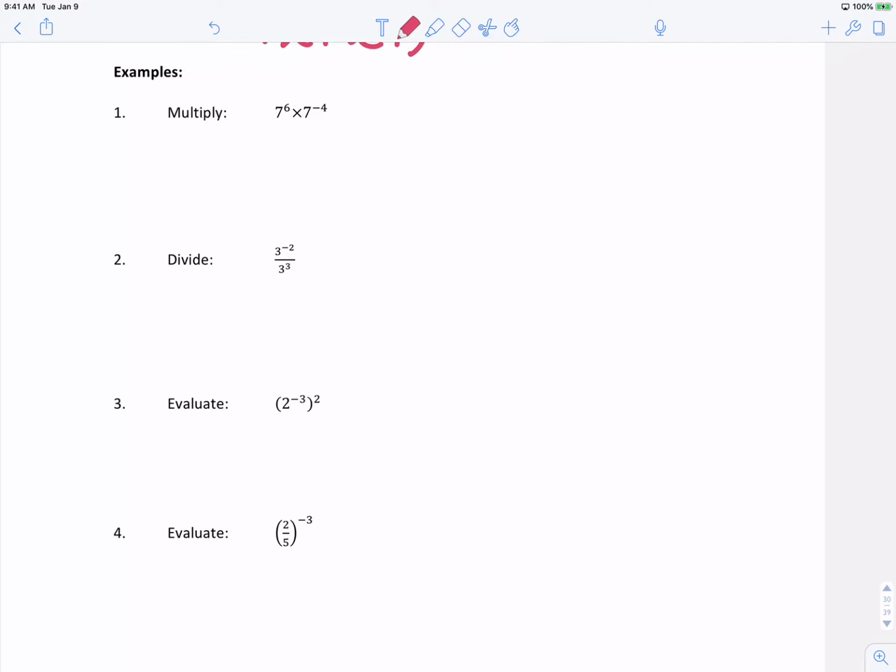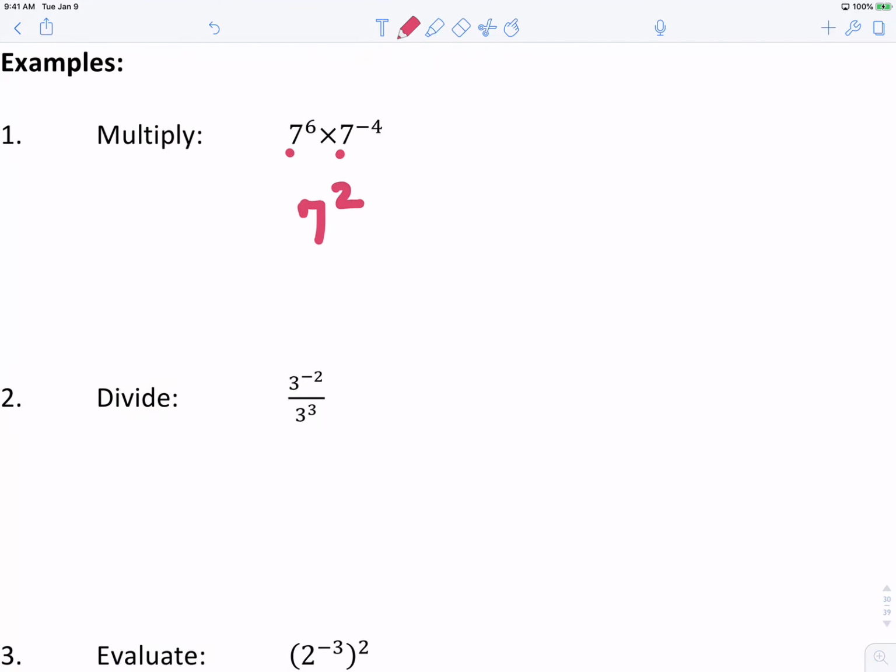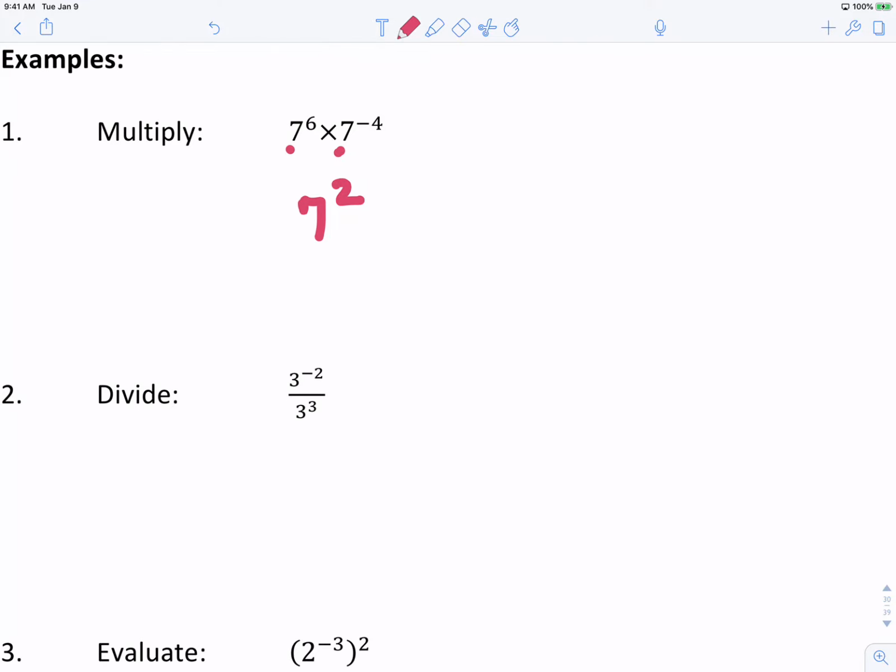Hopefully you paused this and you tried them on your own. Number 1, notice the bases are the same, 7, so I could apply a rule. Bring the base on down, and the rule would be to add the exponents because the bases are the same and we're multiplying. Because 6 plus -4 is 2, could I put 49 if I wanted to? Yes, you could.